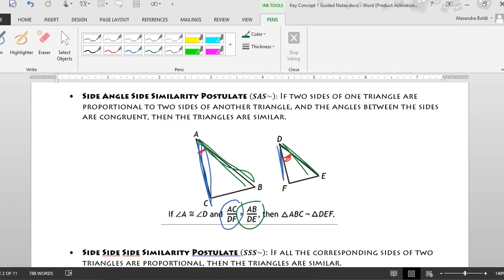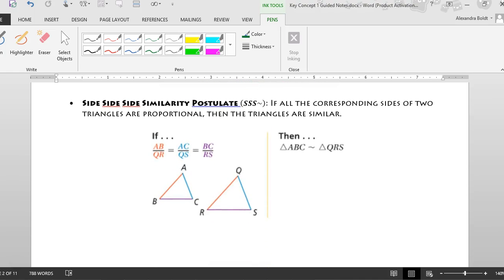And finally, we have side-side-side similarity. If all corresponding sides of 2 triangles are proportional, then the triangles are similar. And again, these sides are not congruent. They're in proportion. The ratios are equal. The sides aren't equal. So you can see AB over QR, right? That ratio is equal to the ratio of AC over QS, which is equal to the ratio of BC over RS. So if all 3 sides are in proportion, then those triangles are similar as well.